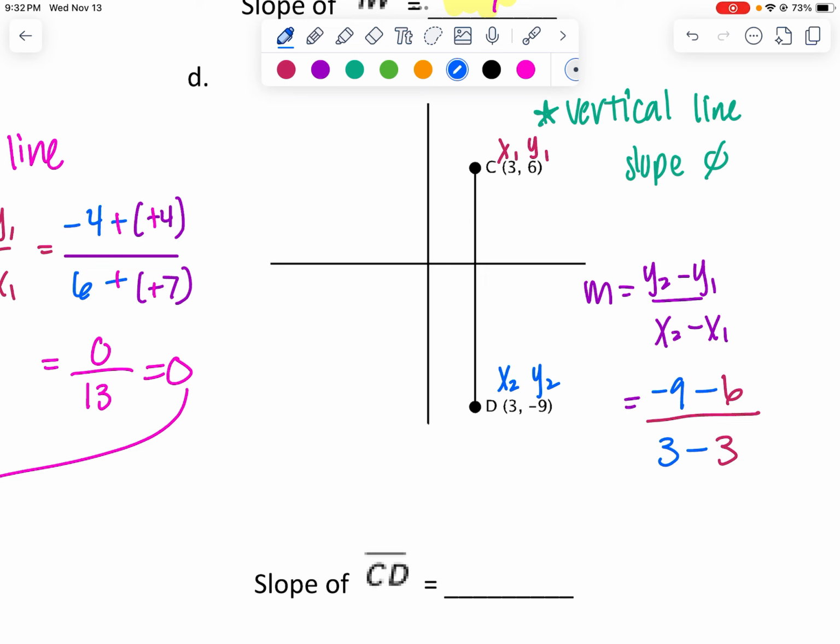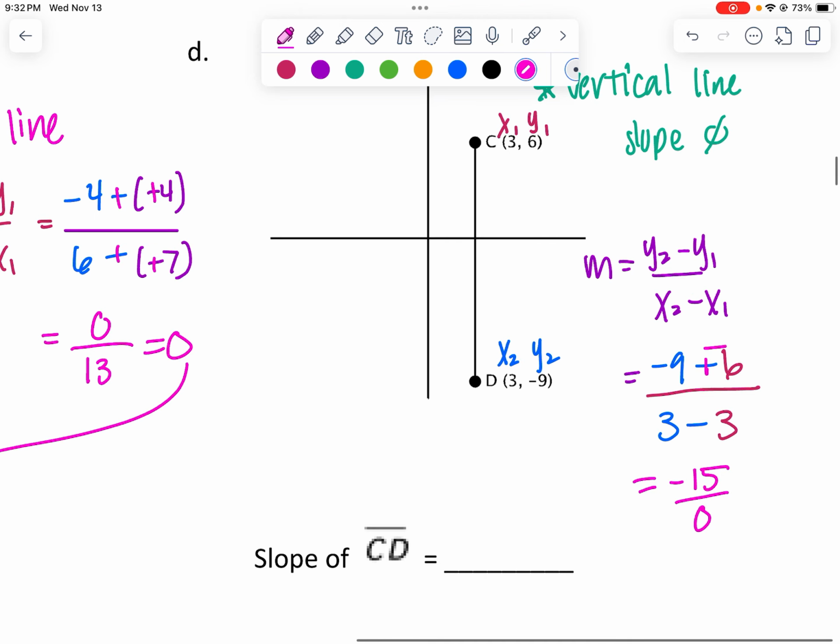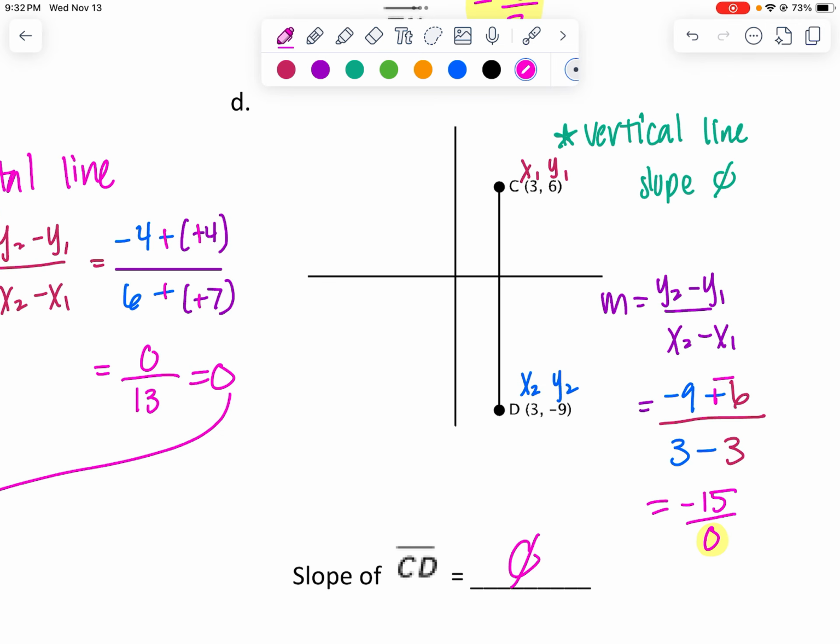Right, this goes ahead and adds my negative, so we're dealing with a -9 plus -6, which is a -15, all over 3 minus 3, which is 0. Again, anything divided by 0 in this case gives me an undefined answer, which we know already because this was a vertical line. Okay.